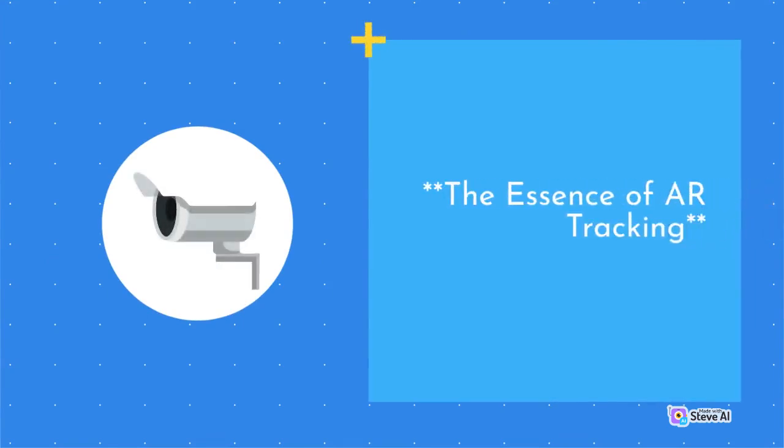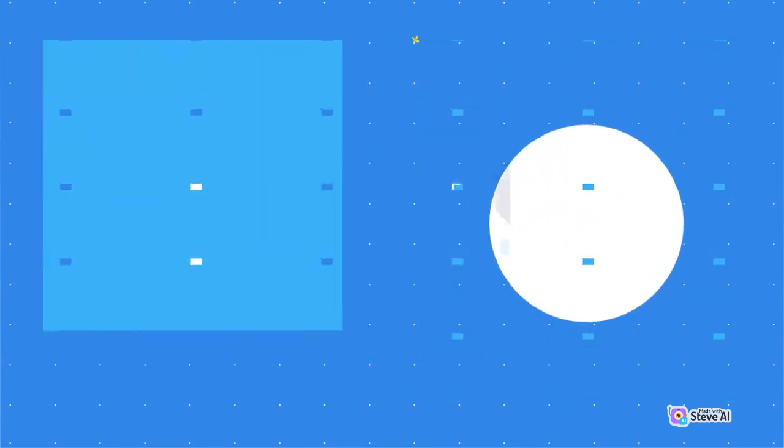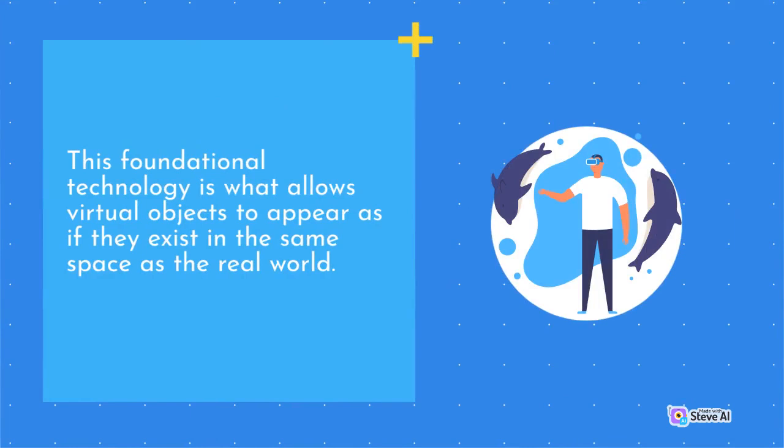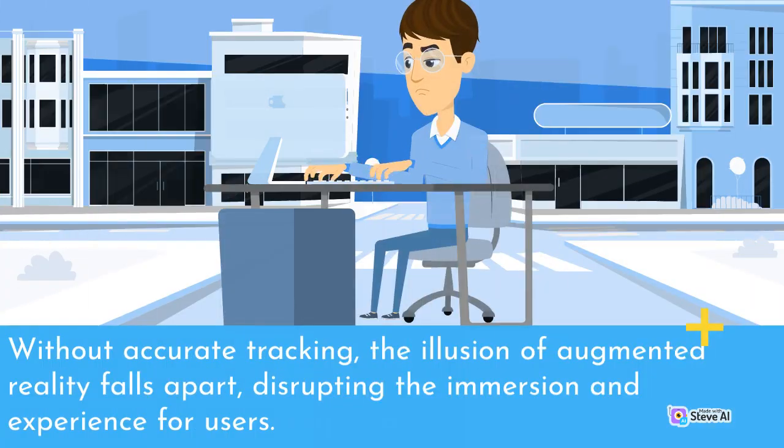The essence of AR tracking. This foundational technology is what allows virtual objects to appear as if they exist in the same space as the real world. Without accurate tracking, the illusion of augmented reality falls apart, disrupting the immersion and experience for users.